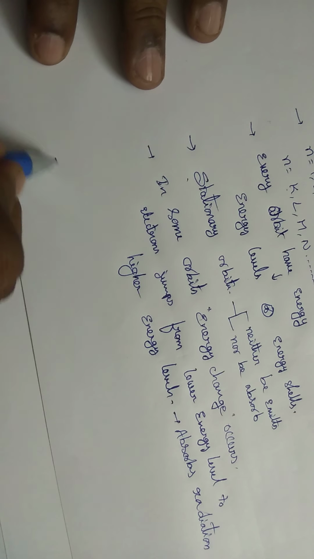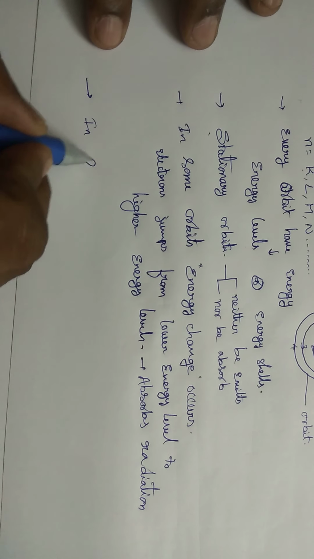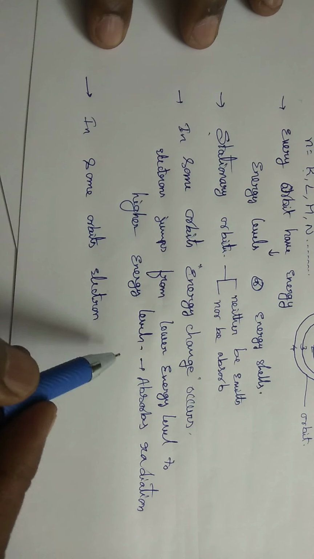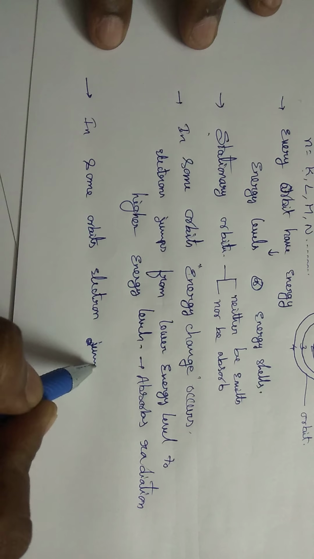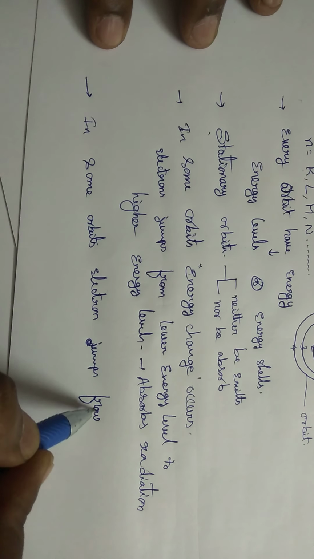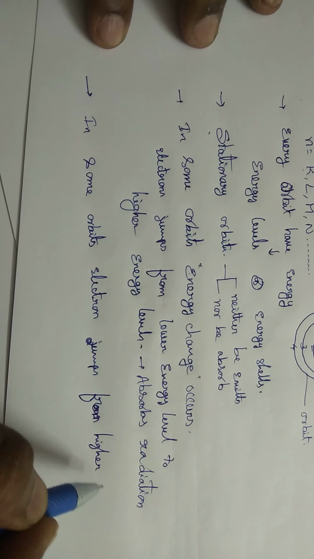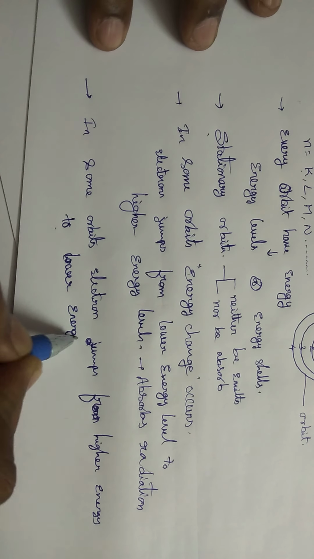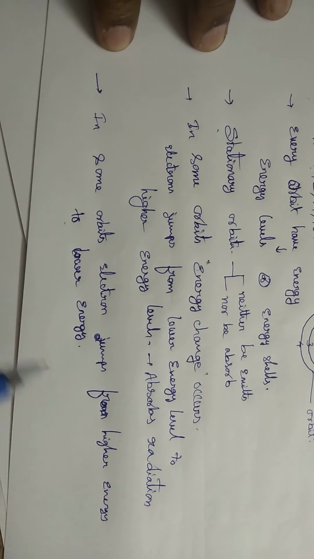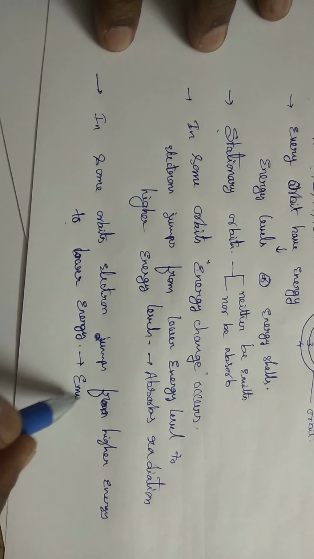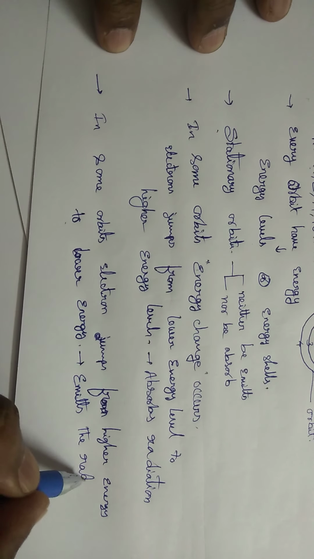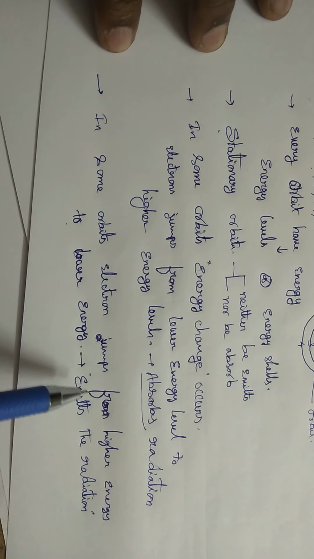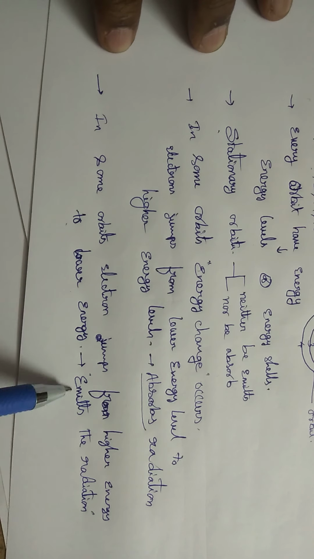Do you know, students, in some orbits, an electron jumps from higher energy to lower energy. This type of orbit can emit radiation. An electron jumping from lower energy to higher energy can absorb radiation. An electron jumping from higher energy to lower energy emits radiation.